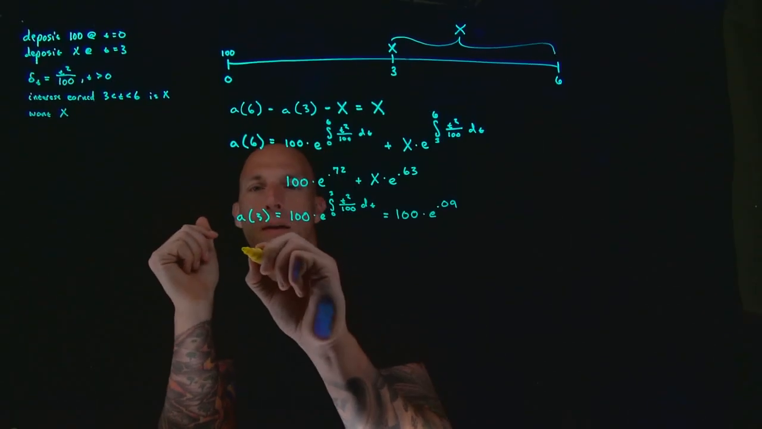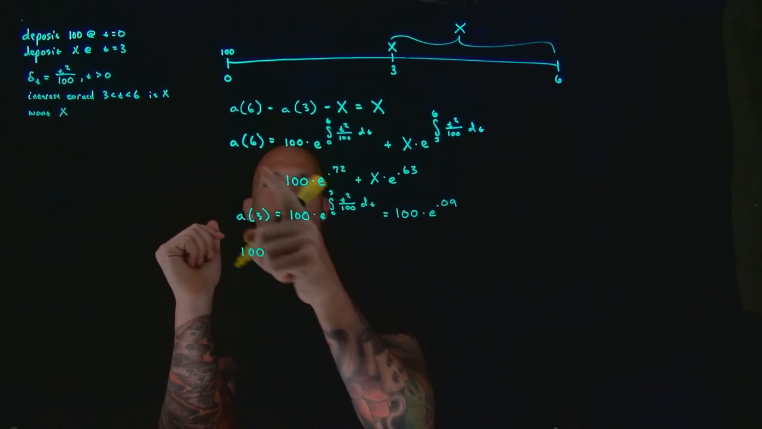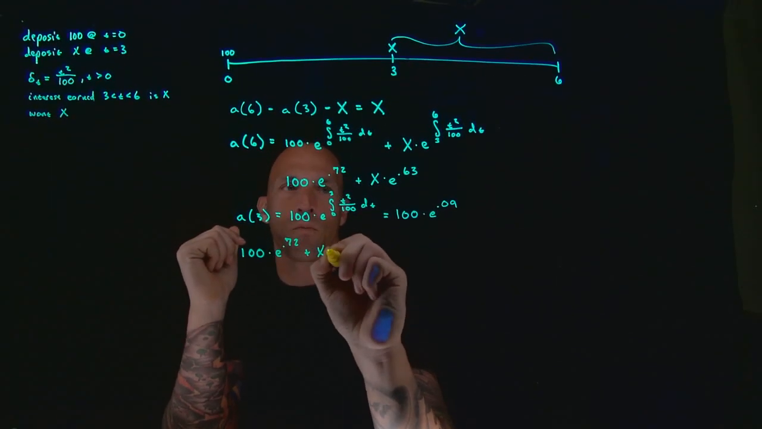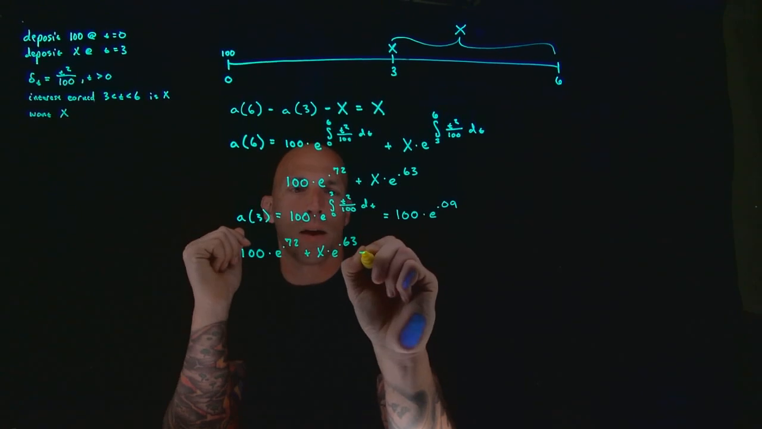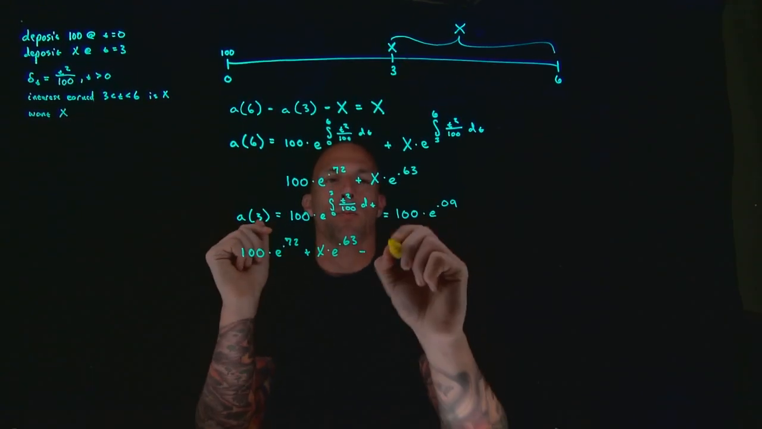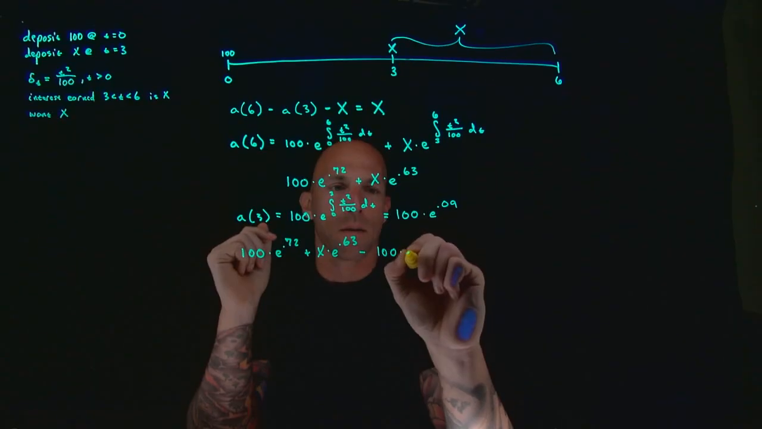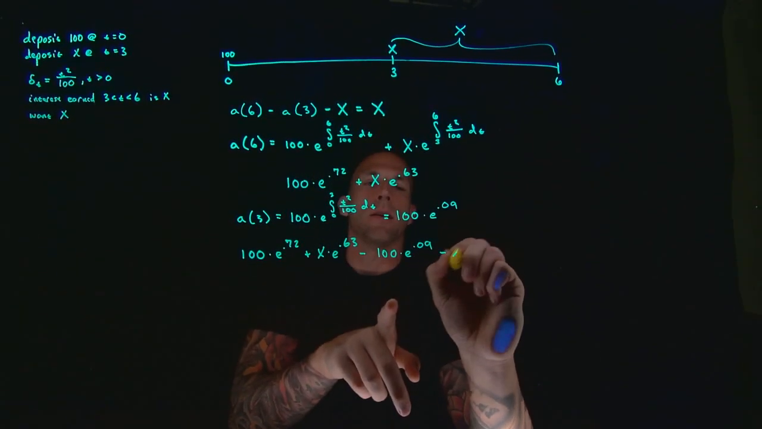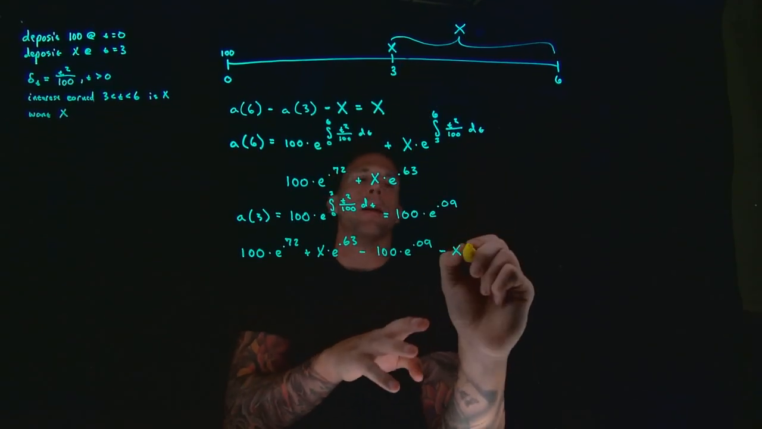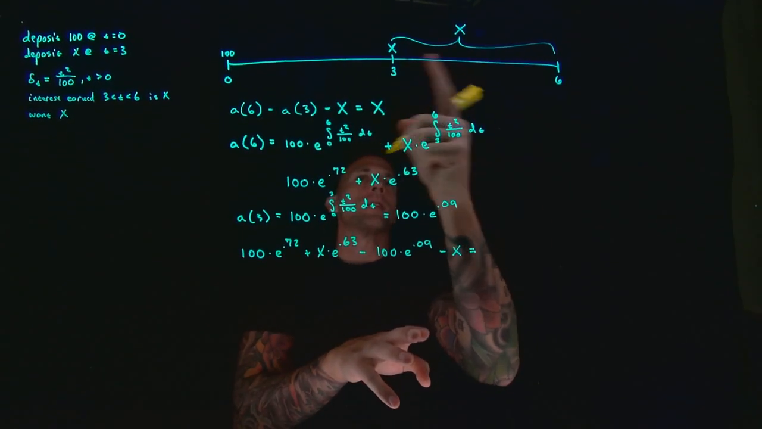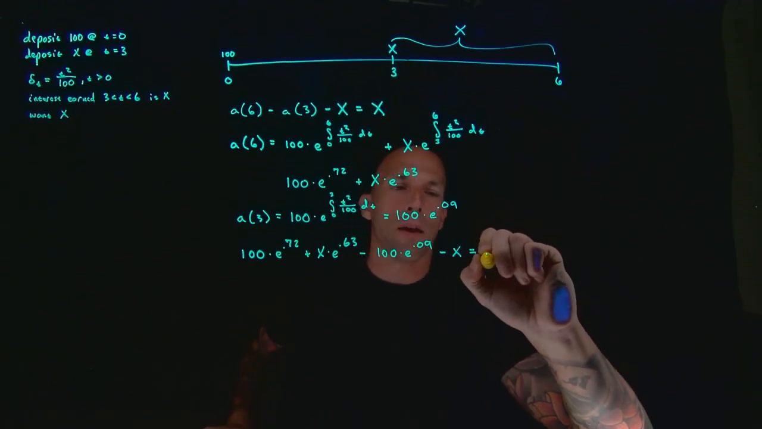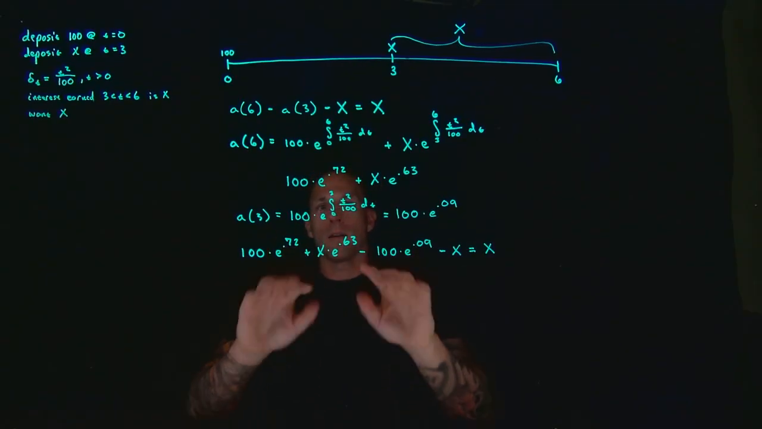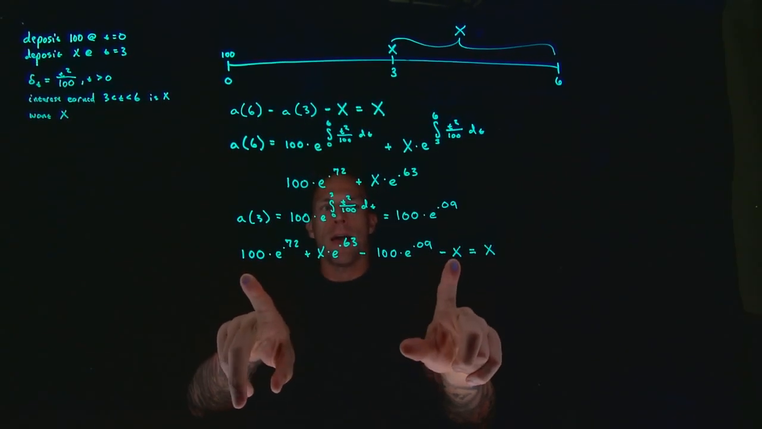We have the accumulated value at 6 minus the accumulated value at time 3, and then minus the deposit that was made at time 3 will equal the interest that was earned between time 3 and time 6, which is the same as the deposit. So you can see here why we need to take x off.